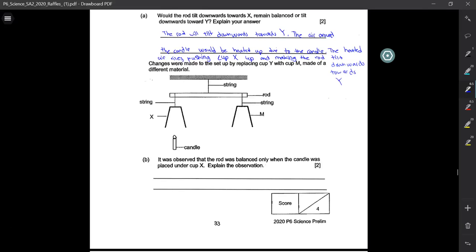So we can write that down. So cup X has greater mass than cup M.